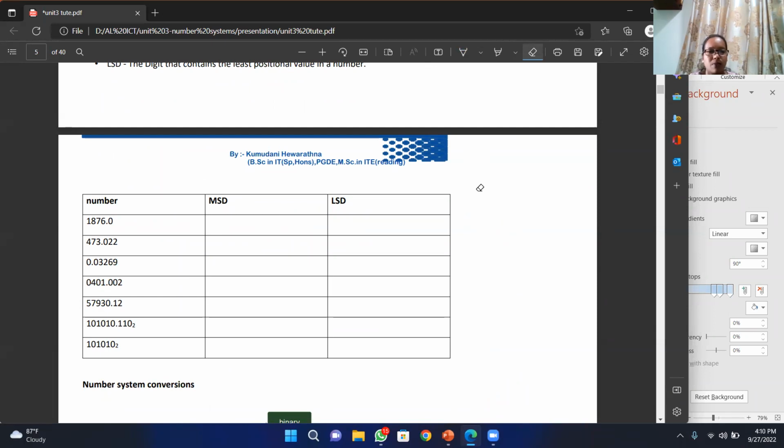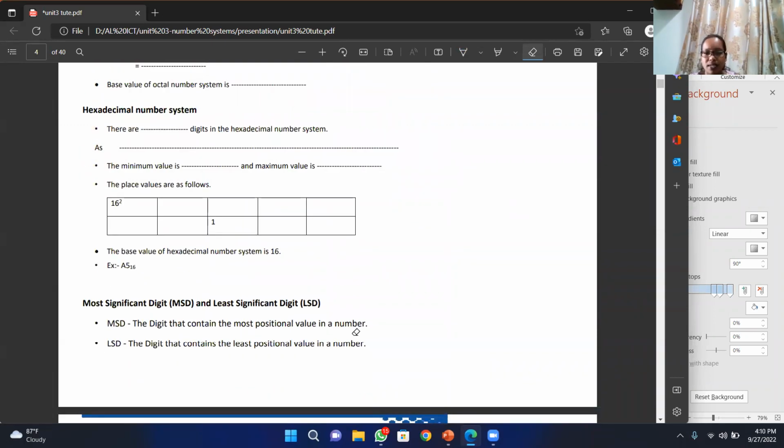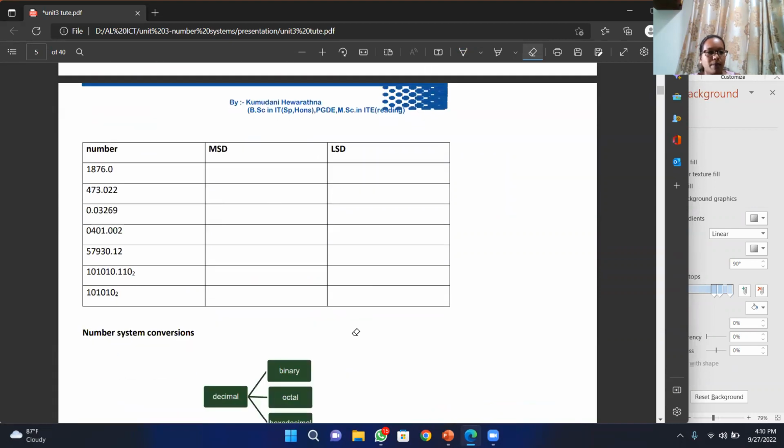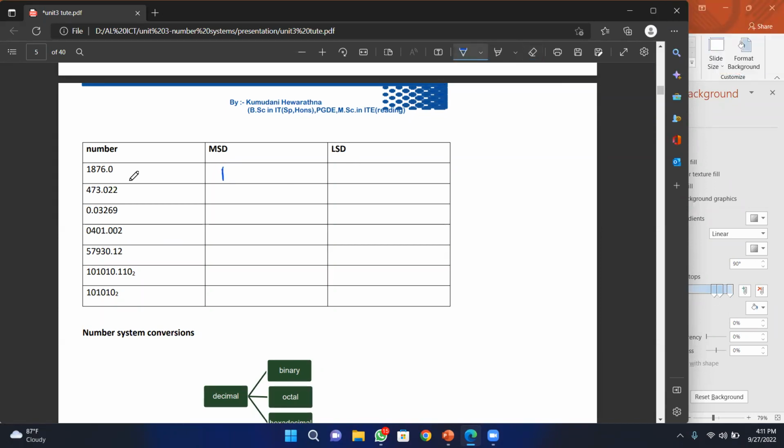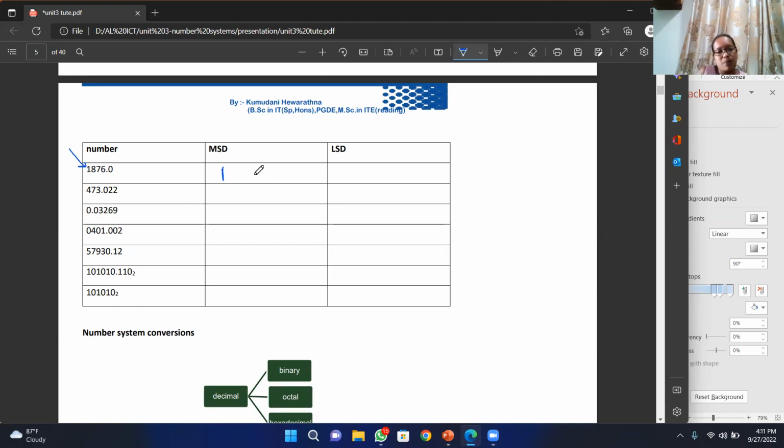What is MSD? The most significant digit and the least significant digit. The last time we discussed some examples. Here we'll do this one. This is the number that is given in decimal, right? So what is the MSD here? 1. The most significant digit means the digit having the highest place value. And LSD here? 6. Yes, 6. Don't take it as 0. No value of 0 here. So you have to take the first non-zero digit, that is 6.